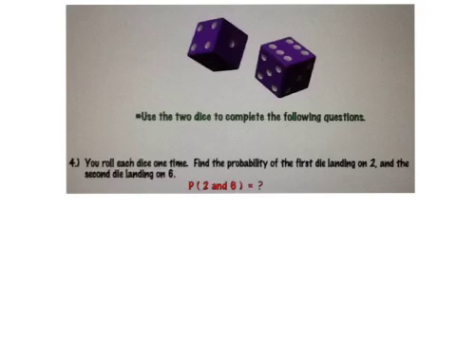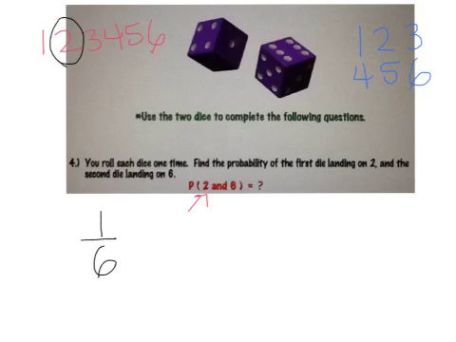So again, I'm going to list out what can you possibly get on a die. 1, 2, 3, 4, 5, 6. And on the other one, I can get the same thing. My first one says I want to get a 2. So I'm just going to circle the 2. I have a 1 out of 6 chance of getting that. The next one says I want to get a 6. So I'm going to circle the 6 in the second group only. It's also 1 out of 6 chance.